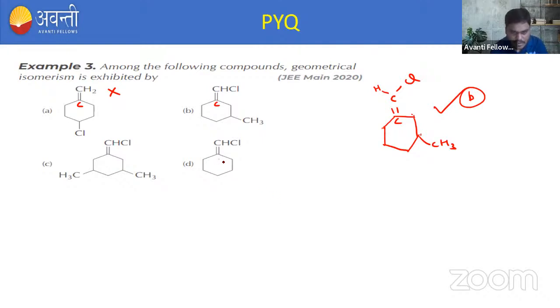Look, we have two different groups on this carbon, okay. But now what about this group? Going from here also, you get the same group. Going from this side also, you get the same. So on both hands they have the same group, so you can say that this will not show geometrical isomerism.